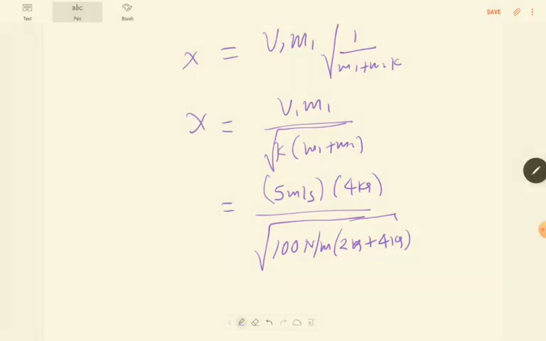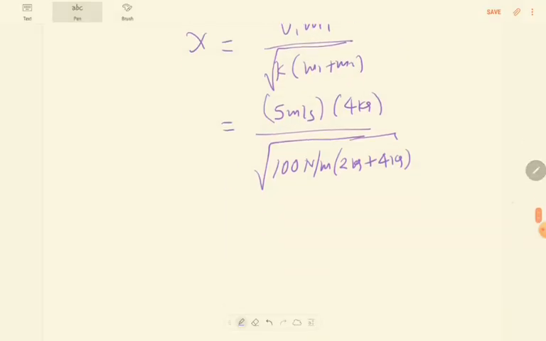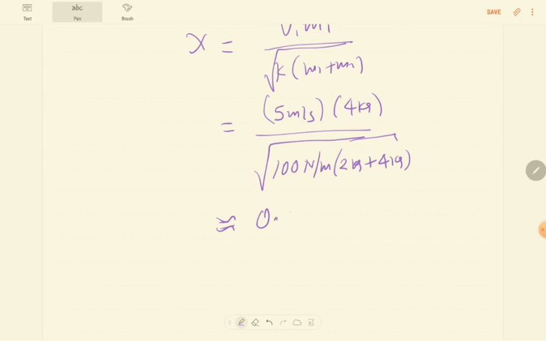Okay, sorry. And with simple substitution here you'd get approximately 0.8 meter. So this would be the shorthand form. So generally the compressed length would be this one.